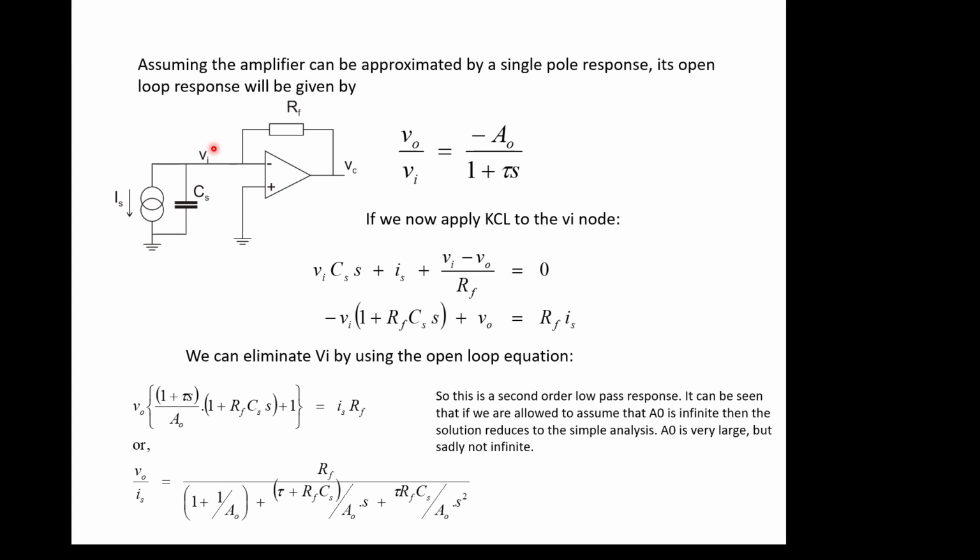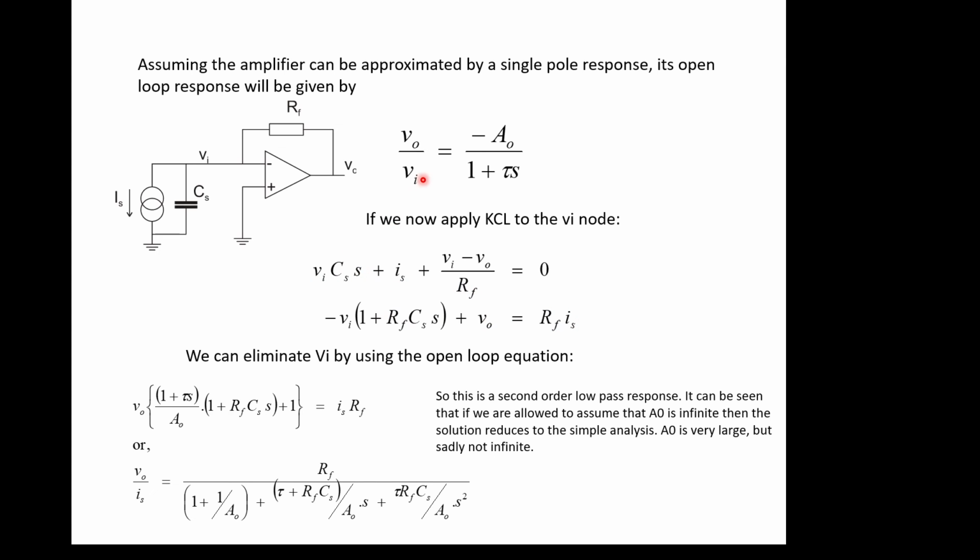So, assuming the amplifier is a single pole response amplifier, so open loop response will be given by this, and we've seen this a few times now and you've seen it in previous years. If you now apply Kirchhoff's current law to the VI node, this one here, you get this equation. So all the currents add up to 0. So you've got VI C_SS, this is the current here, you've got IS coming in, and you've got VI minus V0, which is difference across here, over RF, and they've got to add to 0 because what goes in must come out. And if you rearrange that, you end up with this.